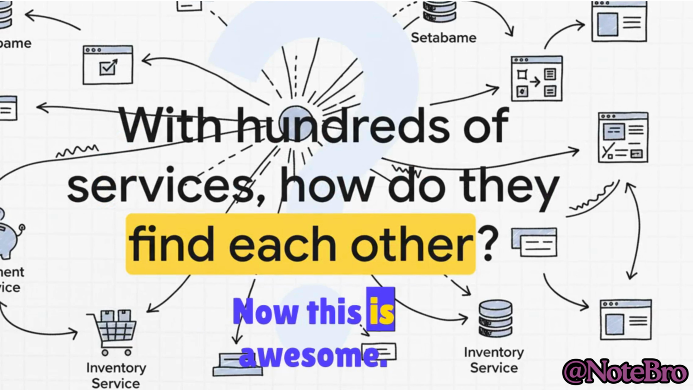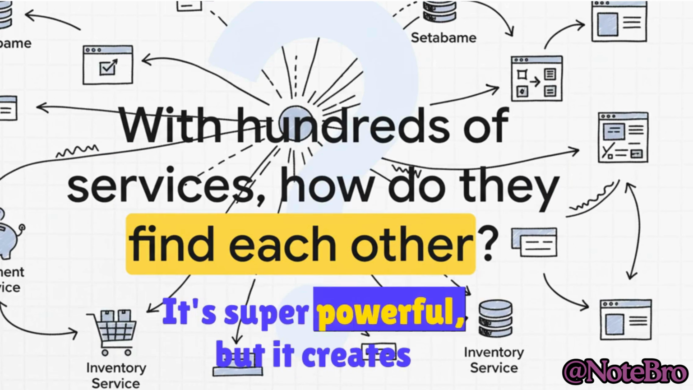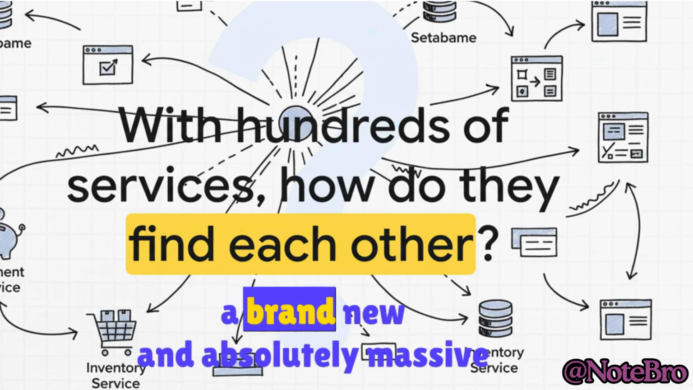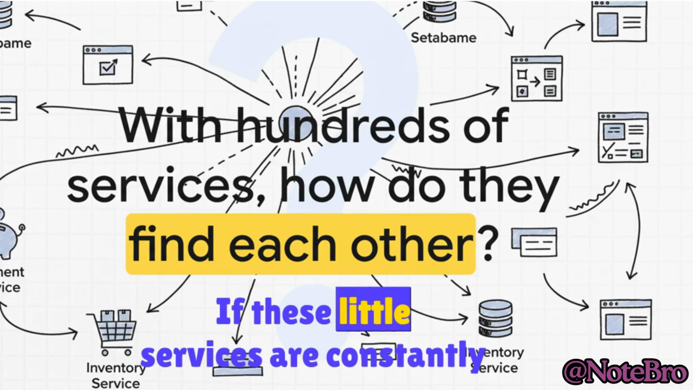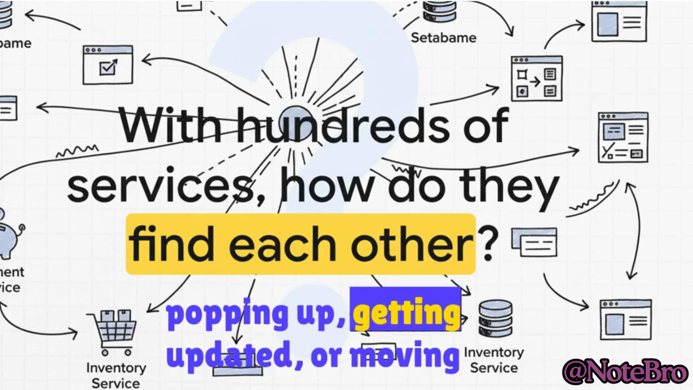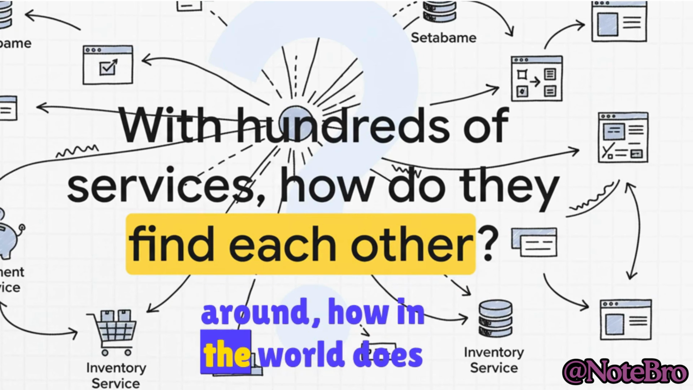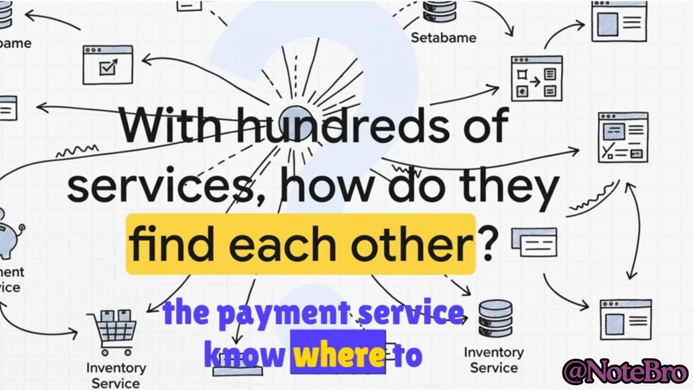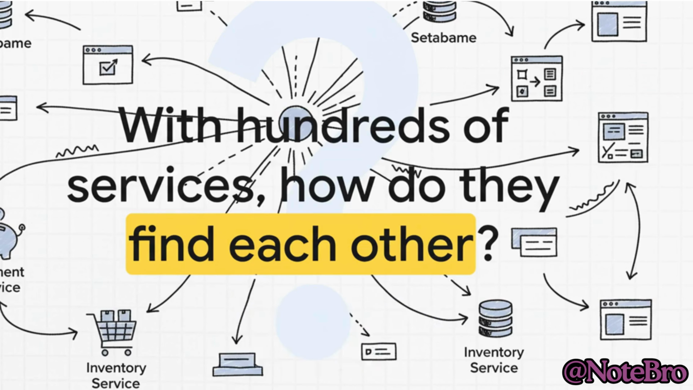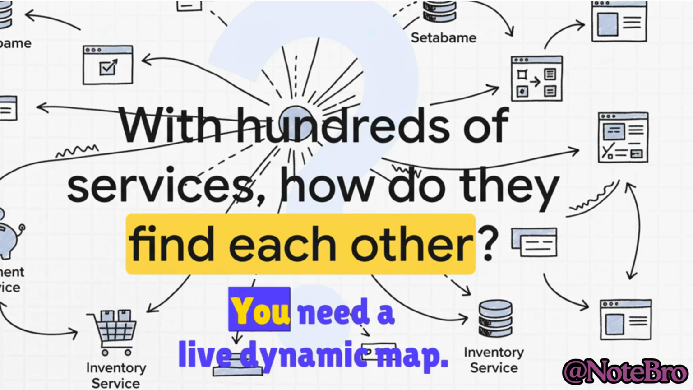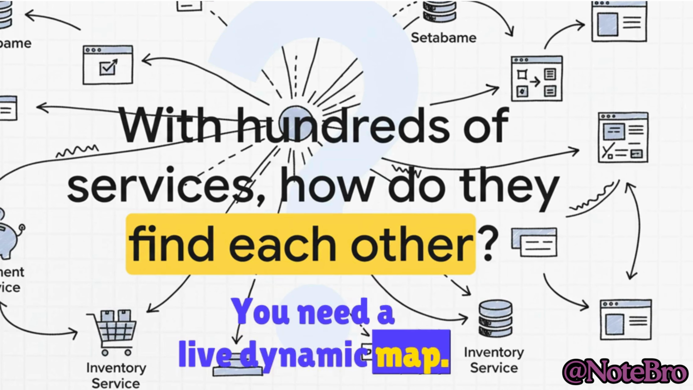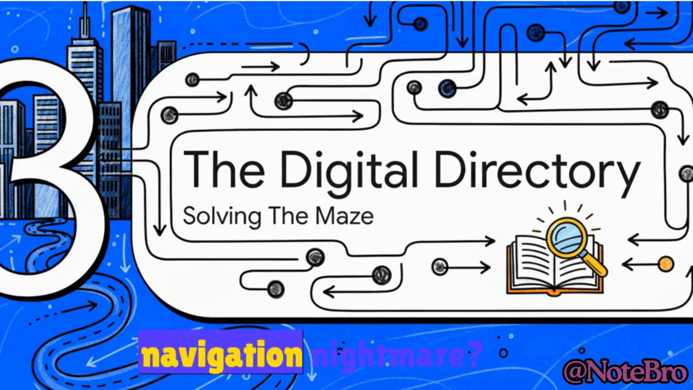Now this is awesome, right? It's super powerful, but it creates a brand new and absolutely massive problem. If these little services are constantly popping up, getting updated, or moving around, how in the world does the payment service know where to find the inventory service? You can't just have a static address book. It'd be out of date in seconds. You need a live, dynamic map. So how do we solve that navigation nightmare?